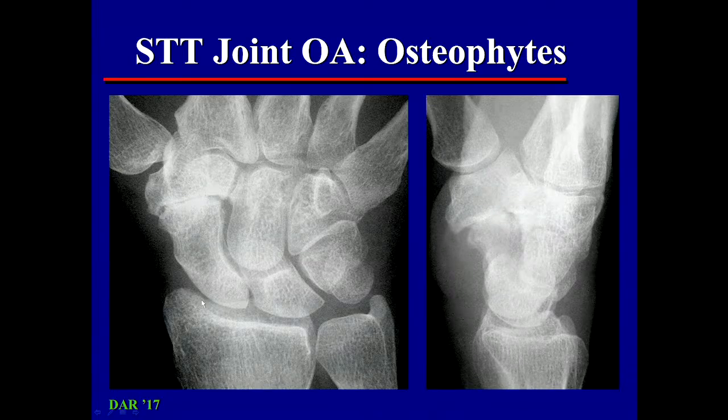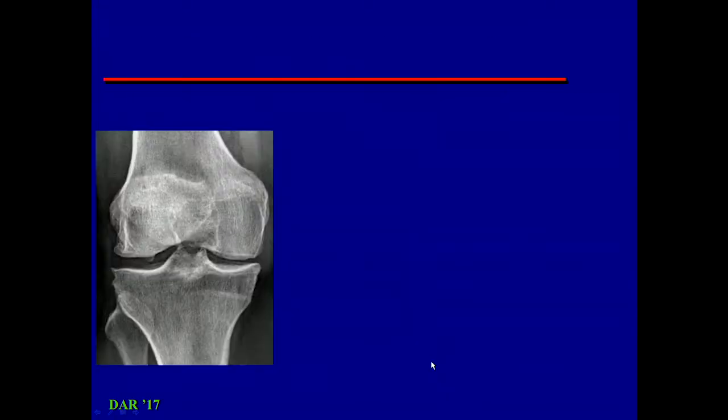What do small osteophytes look like? Here's a patient with osteoarthritis of the STT joint, the scaphotrapezial-trapezoid joint. There's our non-uniform joint space narrowing. These are small osteophytes. The body makes rounded corners, okay? As soon as you start seeing sharp corners, that's the beginning of osteophytes there.